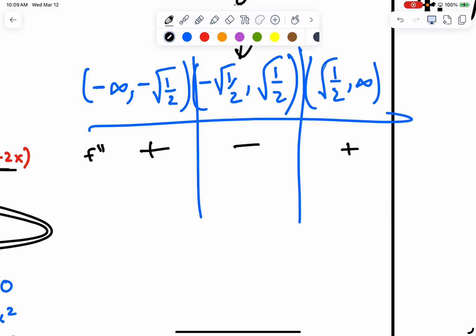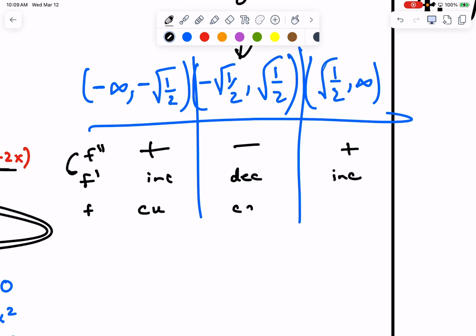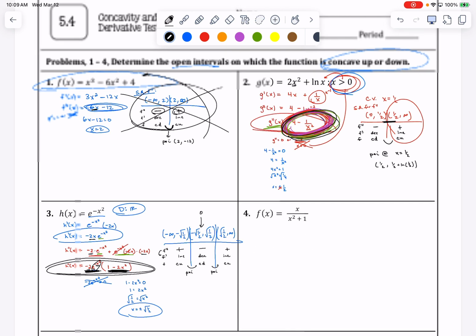There's f double prime. F prime is increasing, decreasing. Remember, the second derivative tells you where the first derivative is increasing and decreasing, but it tells me where two derivatives away, concavity. So that's concave up, that's concave down, that's concave up, which means there's a POI here, and there's a POI there. I'm not going to bother finding the point right now. We'll let you do that on the longest assignment ever.